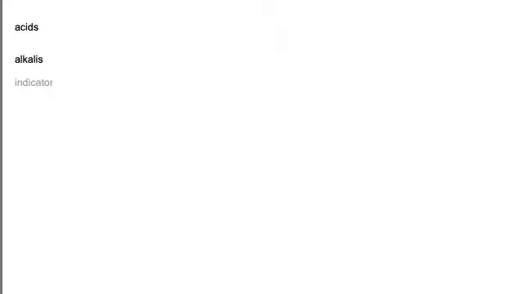Next are indicators. Indicators show us what the pH of an acid or alkali are. We use universal indicator most of all, but we can also use blue or red litmus paper.